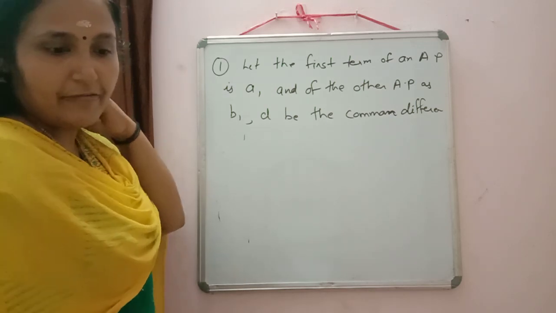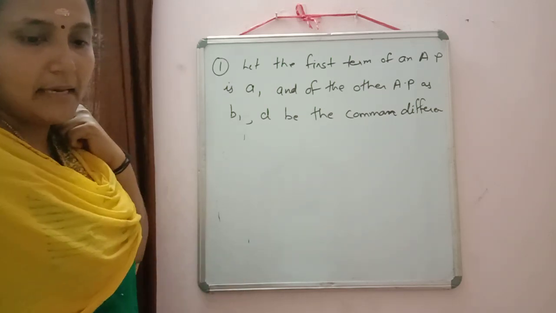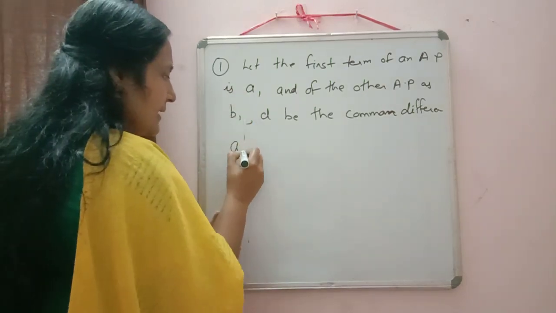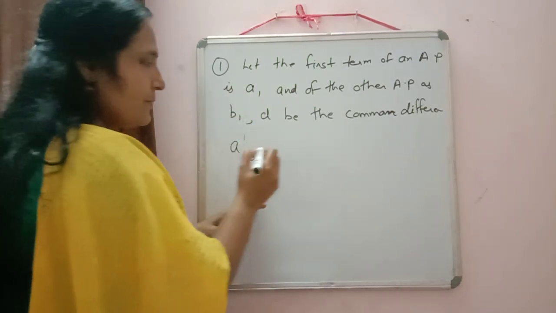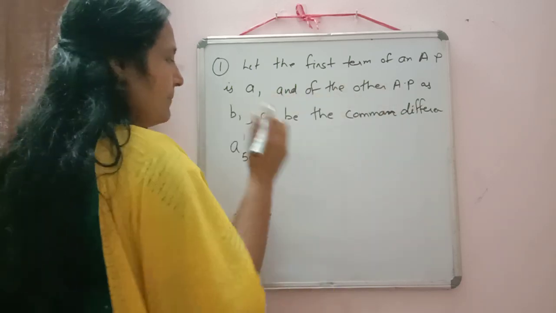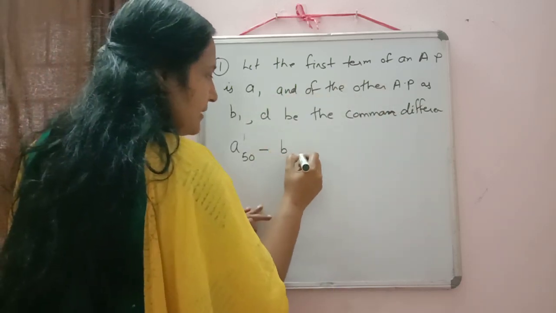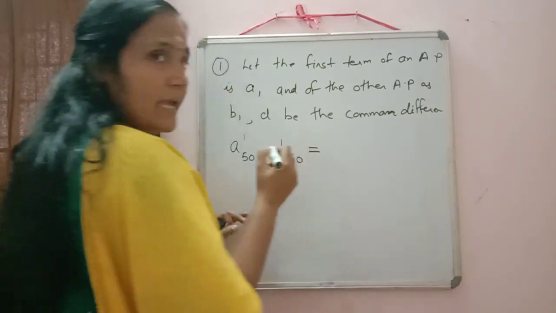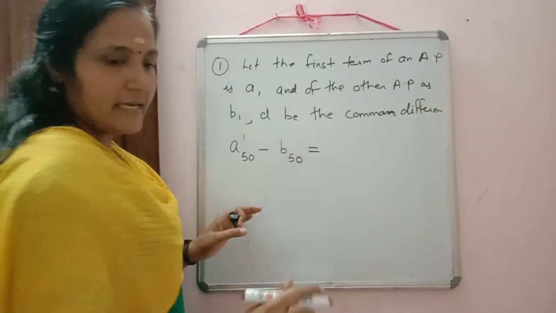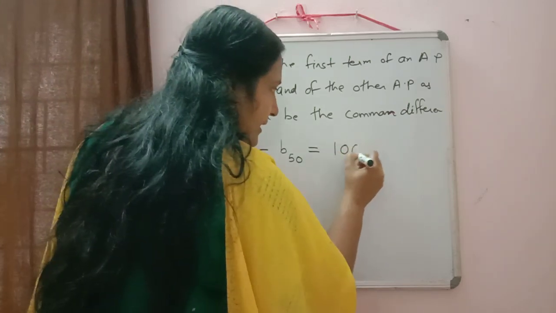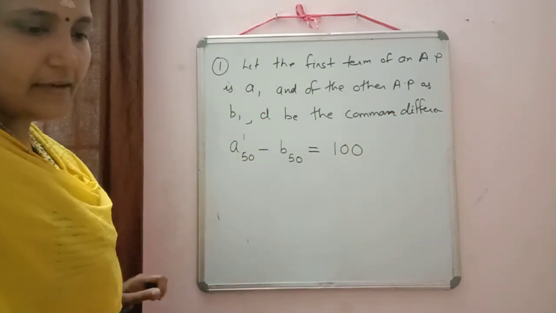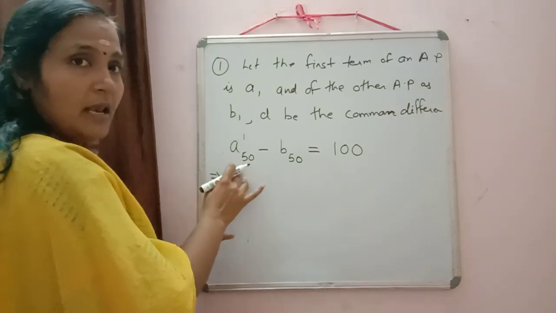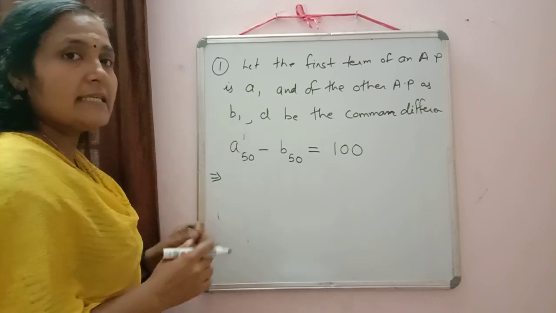Two APs, the difference between their 50th term is 100. So the 50th term of the first AP I am writing as A50, minus, for the second AP I am writing B50, because we have taken the first term as B1, is equal to what they gave: the difference between their 50th term is 100. We have to find the difference between their 1000th term. Now according to the formula, what will be A50? What was the general formula?